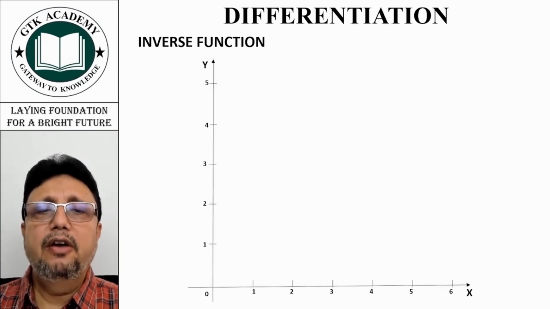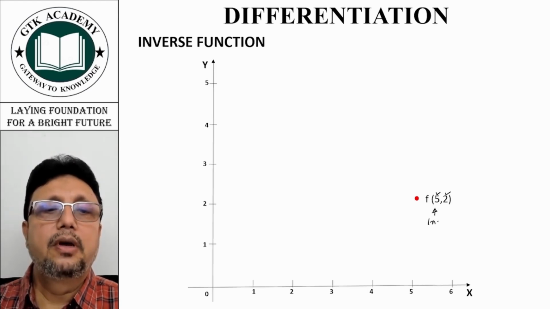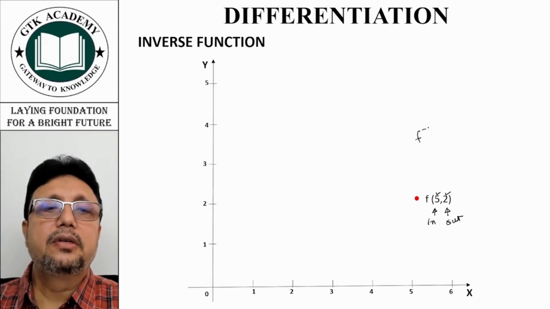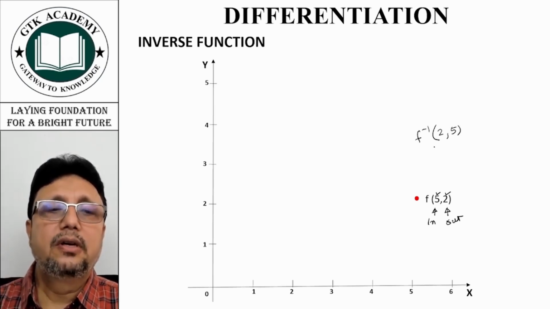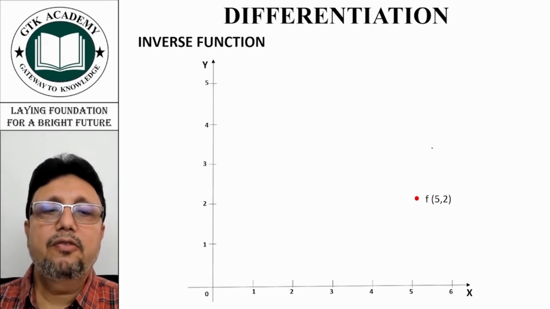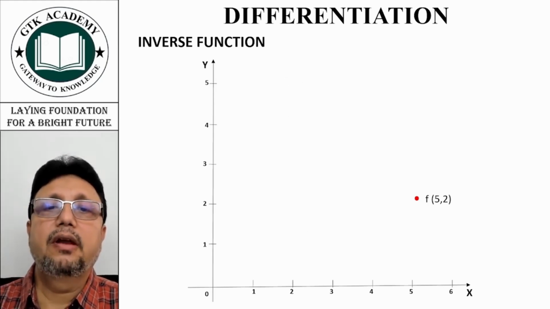For example, if you have function f, the input value is 5 and the output is 2. This is your input and this is your output. Now for inverse, we put this output and it takes it back to the input value, that is 5. So if you plot it on this graph, you will get 2 and 5 somewhere here.